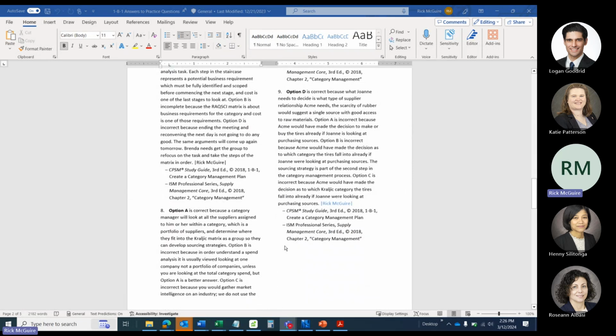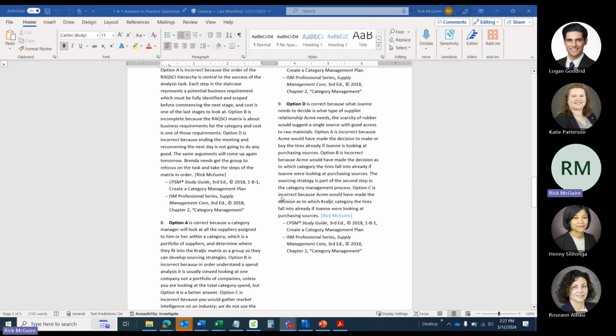Number 8, 8 is alpha, because the category manager will look at all the suppliers assigned to him or her within a category, which is a portfolio of suppliers, and determine where they fit in the Kraljic matrix.